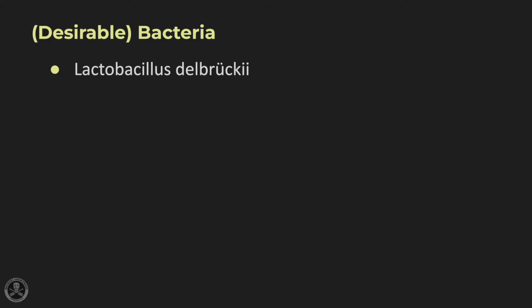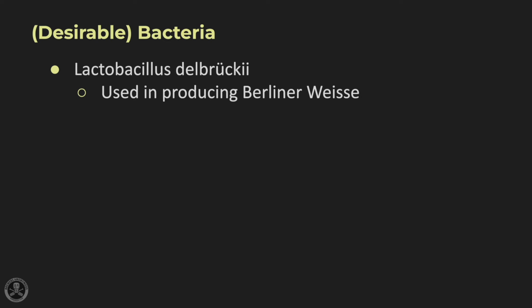One of those desirable bacteria is Lactobacillus delbrueckii, or just Lactobacillus for short, or even Lacto for shorter. Lactobacillus is used in producing the Berliner Weiss style of beer. Its primary contribution is to produce lactic acid and provide that signature sourness to that style.